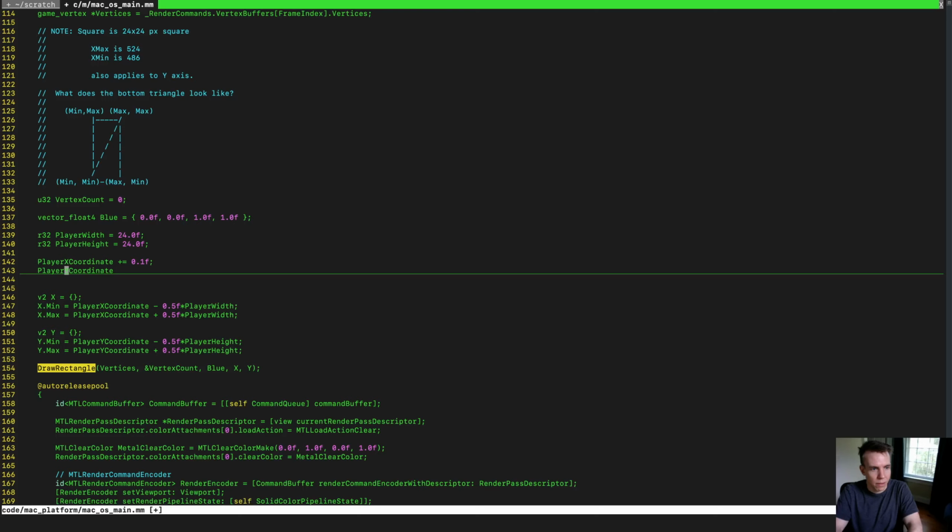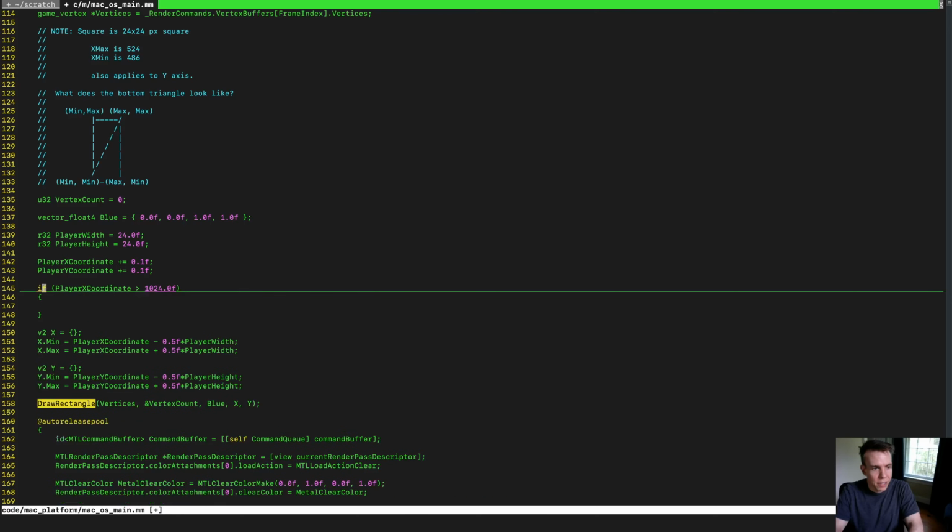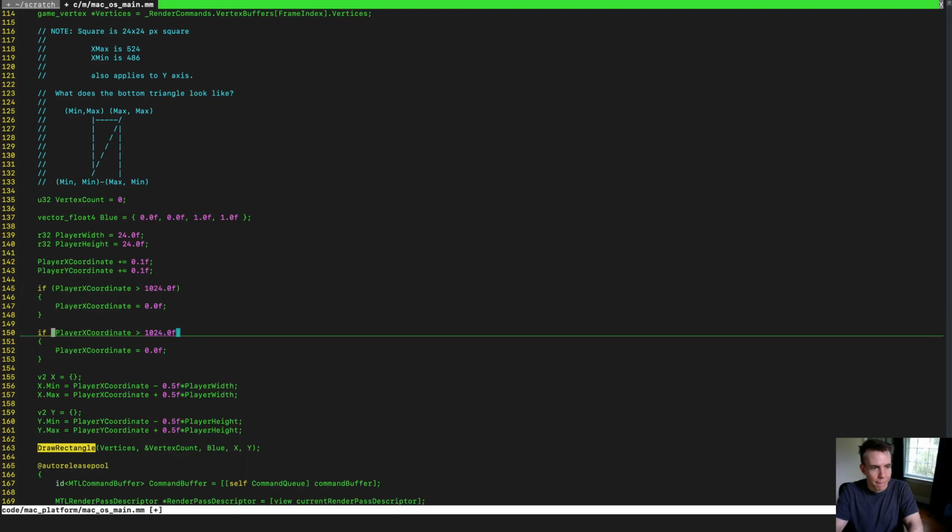So this is just going to slowly move the player, right? On every frame update, we're going to slowly move the player. And then what we can do is say, if the X coordinate is greater than the screen, then set it back to 0, right? So, like, wrap around. And we could do a similar thing with the y coordinate, right? So then that would just wrap around.